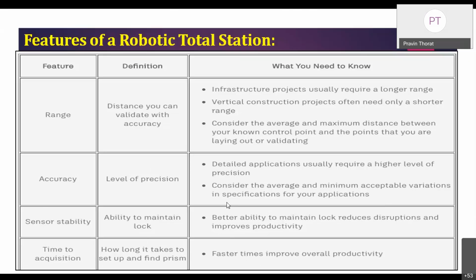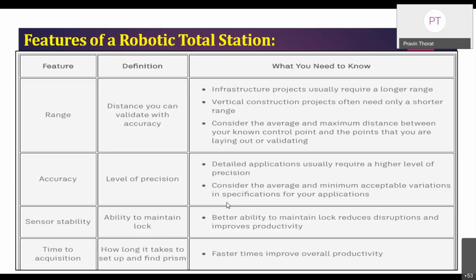Then time to acquisition. The time to acquisition is how long it takes to set up and find the prism. Before doing any type of survey work, we have to do some necessary operations like centering, leveling, and removal of parallax. This feature is improved here. In a robotic total station, the total station will automatically find the position of the prism. Faster times improve overall productivity.